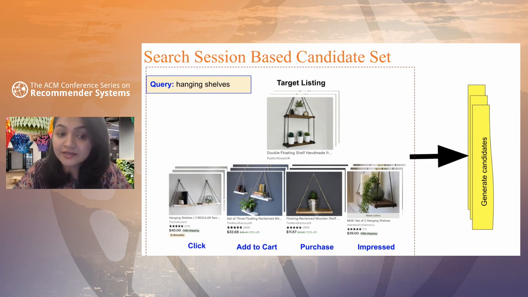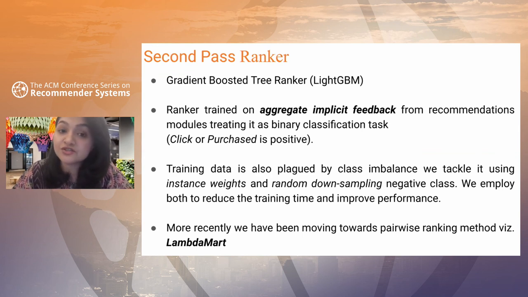This yielded, for each target listing, candidates that are collected as neighbors within the search session while also incorporating user interactions from historical logs. And we found from our offline experiments that this approach outperformed the previous nearest neighbor-based embedding approach. Once we have candidates from these two approaches, we then used a nonlinear model, specifically a gradient boosted decision tree, pointwise ranker, to rank the list of candidates that we obtained. And the ranker was trained on aggregate implicit feedback from a recommendation module, while treating the task at hand as a binary classification task, where click and purchase were treated as the positive class and impression and view were treated as the negative class. And as one would imagine, and which is commonly an issue, our training data was highly imbalanced.